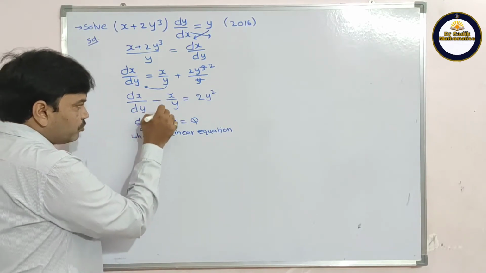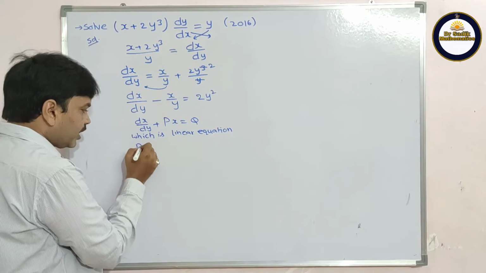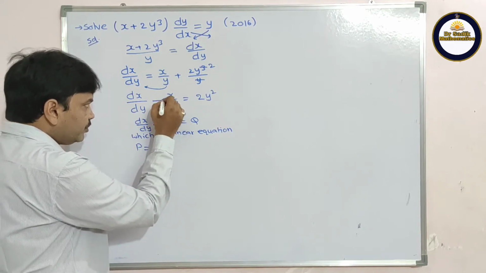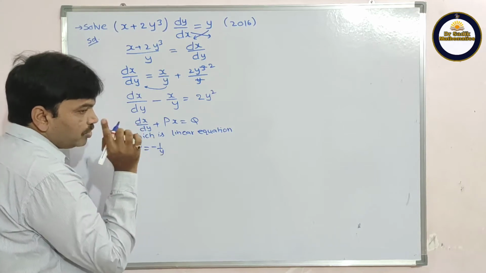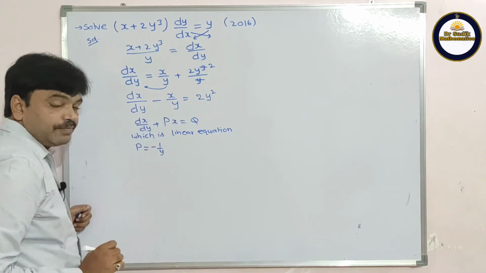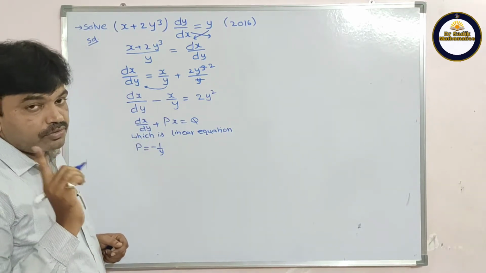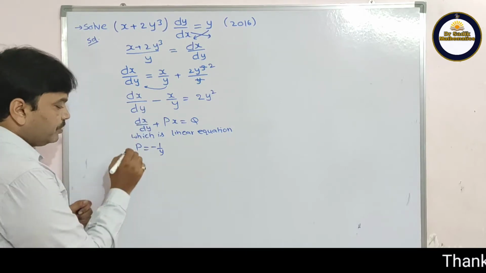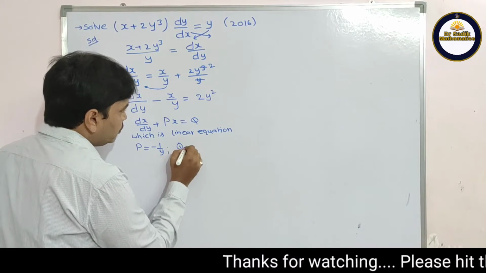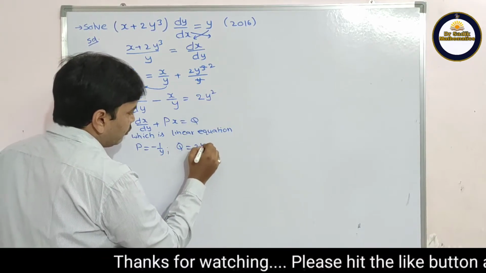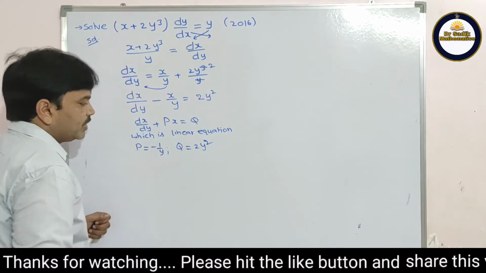Now compare these two. What is P? P is minus 1/y. Please don't forget the minus. So P = -1/y, and Q = 2y^2.